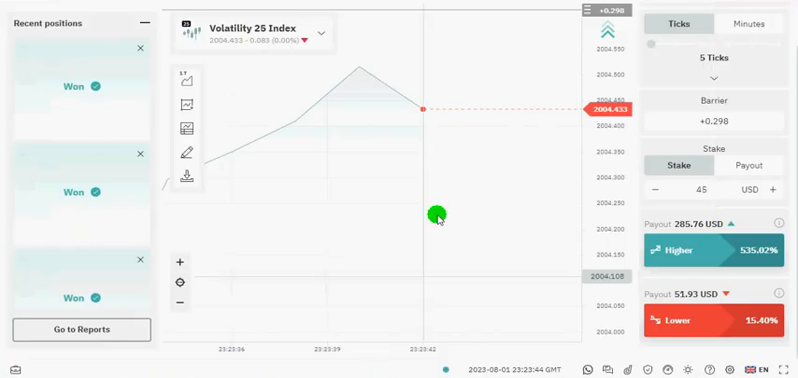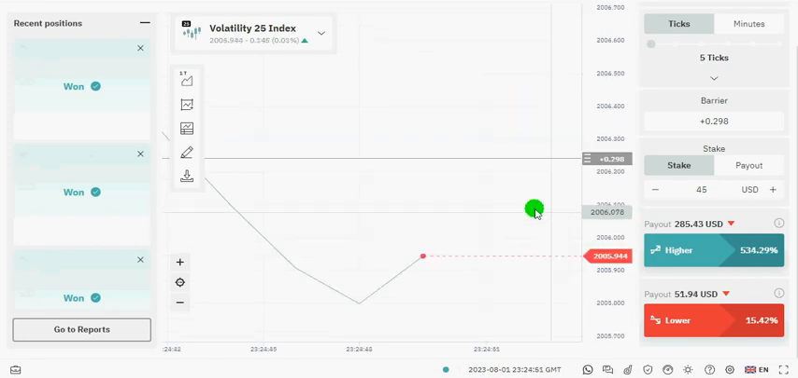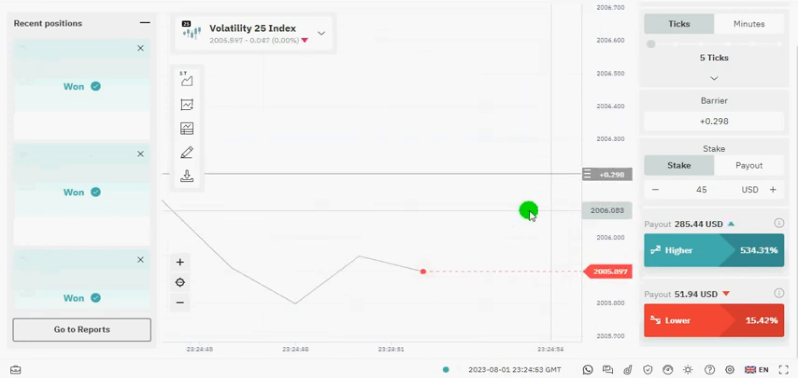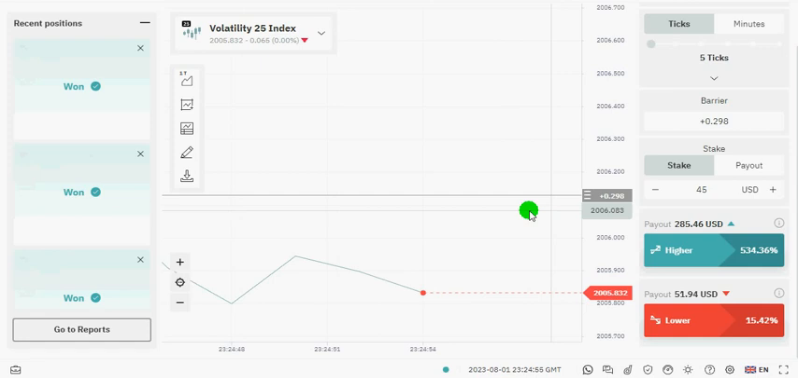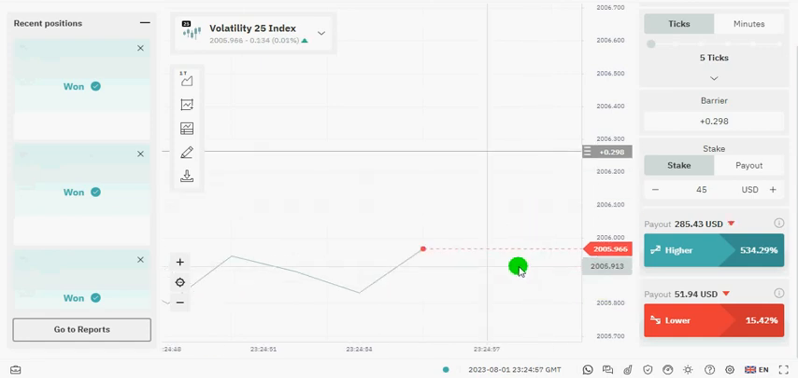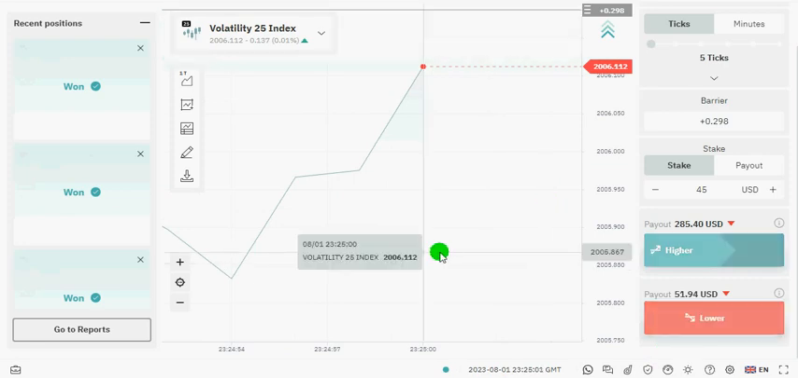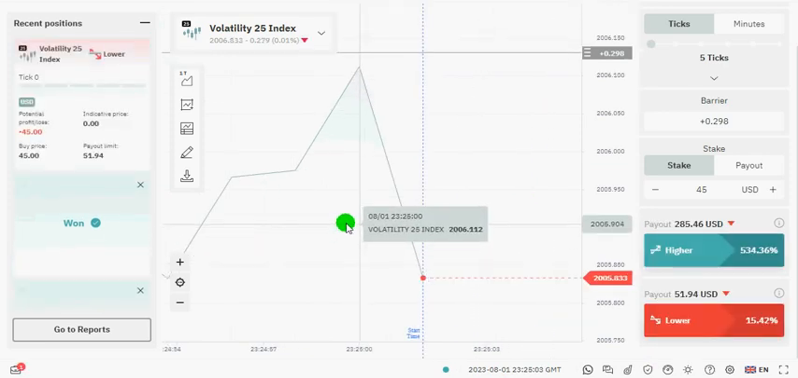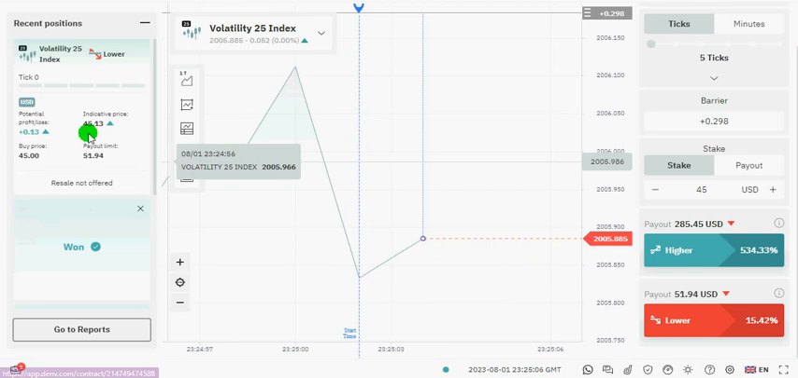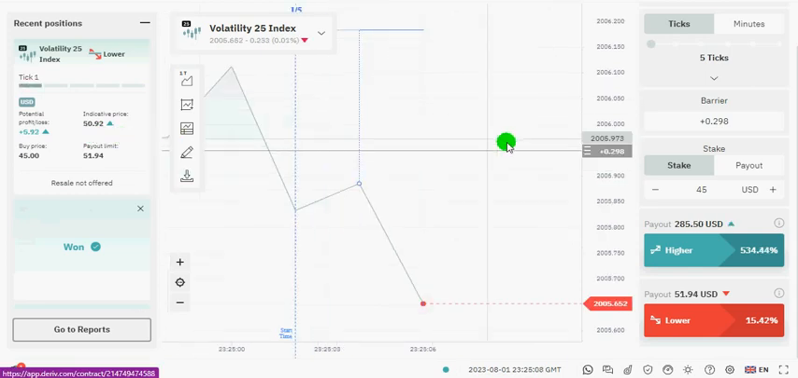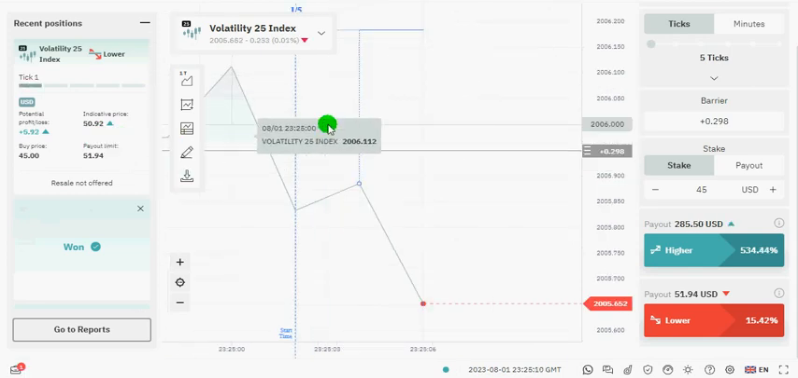So let's get back to the trade. Let's place one more trade. Okay, so let's go for our last trade now. So let's wait for it to go right up. Okay, it's up. Make sure you wait for it to go right up before you place the trade.